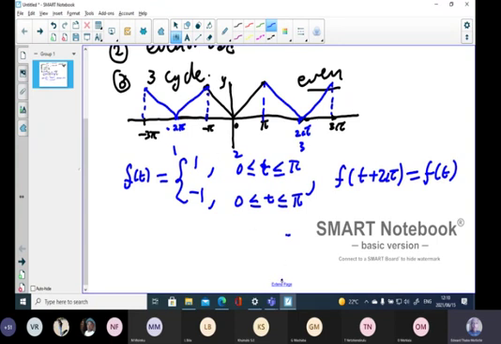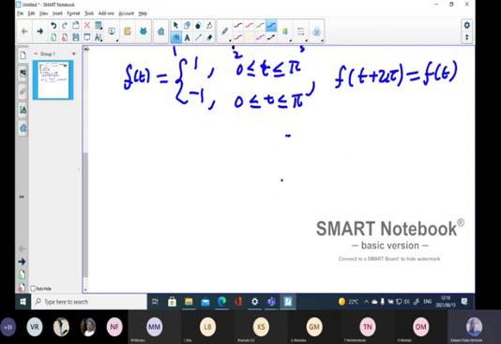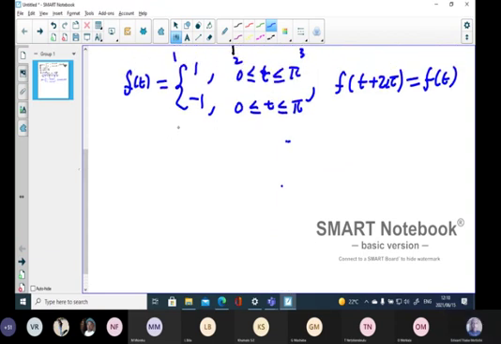We start by plotting the first cycle. Let's do that. Let's plot this one. So our function between 0 and pi is what? Is positive 1. It's just a straight line like this. So this is 1 and this is pi. Between 0 and minus pi, our function is minus 1.